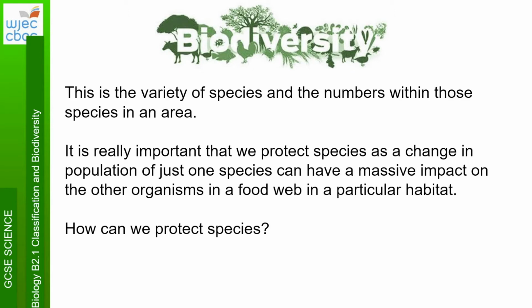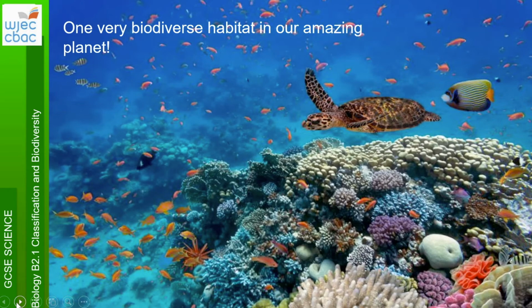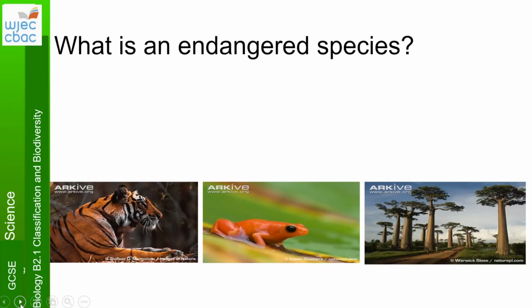It's really important that we protect species, as a change in population of just one species can have a massive impact on all the other organisms in a food web in a particular habitat. So how can we protect species? This first picture is one of my favourite habitats, a very biodiverse habitat on our amazing planet. We can see the numbers of corals and fish and the sea turtle in this diagram.